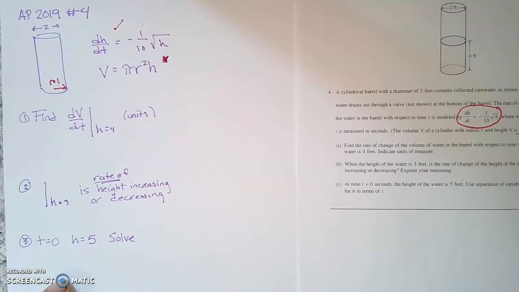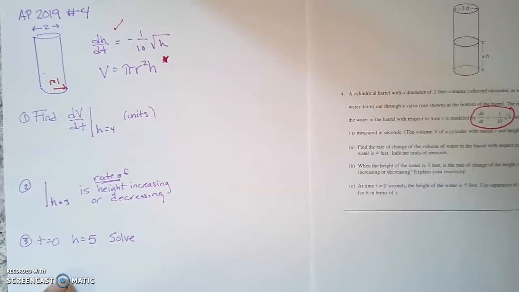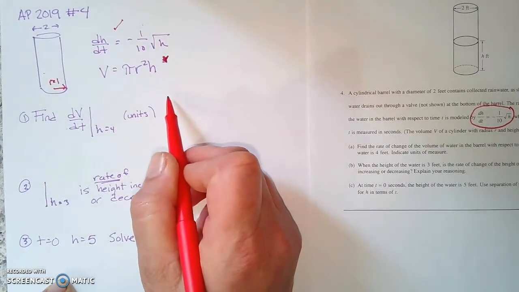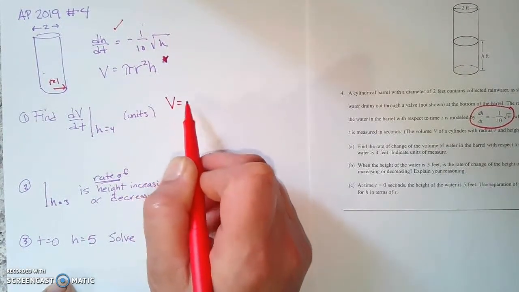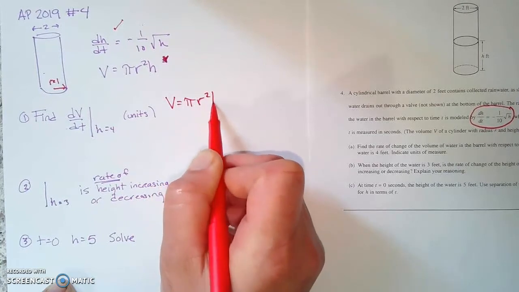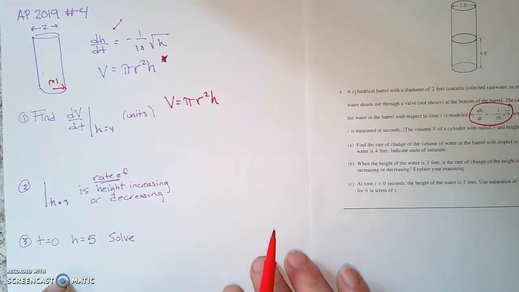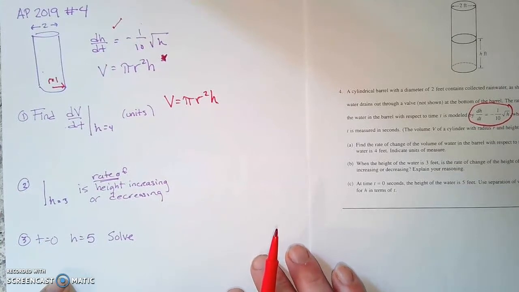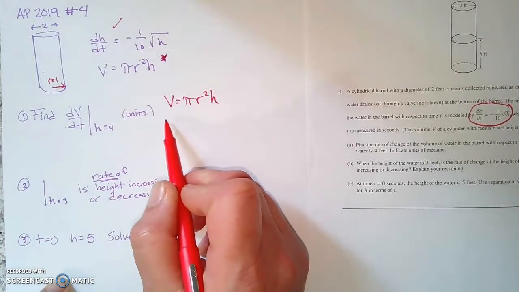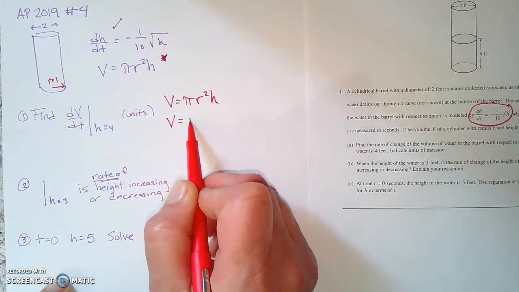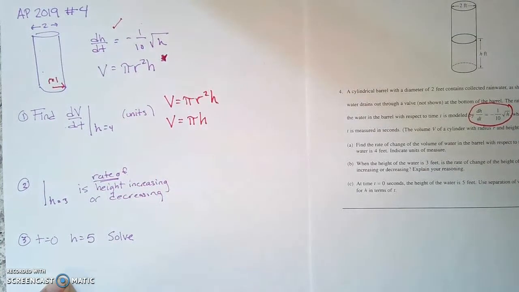So they asked me first to find dV/dt, the rate of change of volume with respect to time when the height is 4. And they asked me to give units. On any related rates problem, we start out with an equation that relates the quantities. So it's V equals pi r squared h. Now I can take the derivative from here, but is there anything that never changes in the problem? Well, the radius is always 1. So I can rewrite this as V equals pi h, because the radius is 1 and the radius squared is 1 squared. So now I've related the quantities.